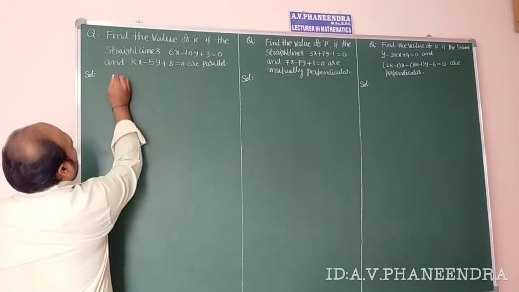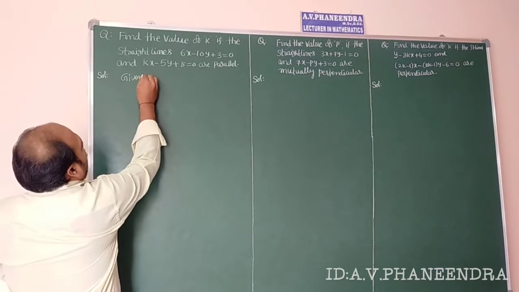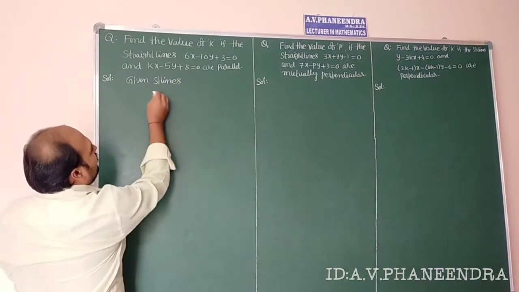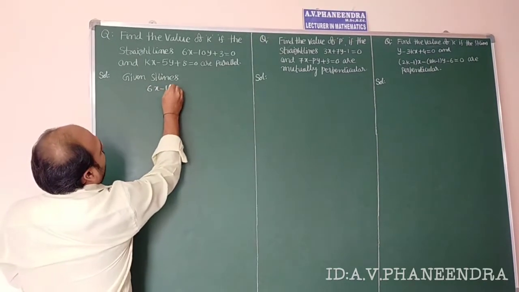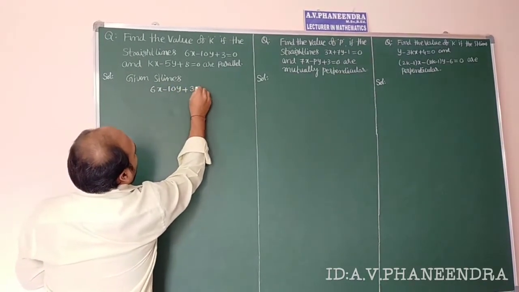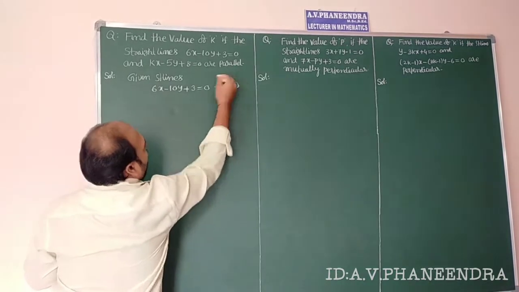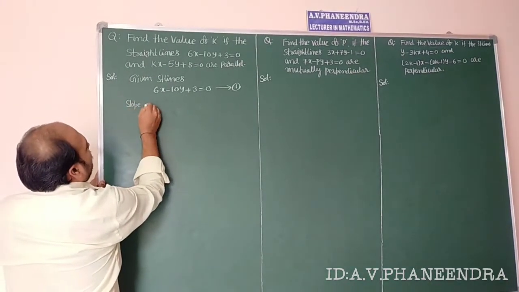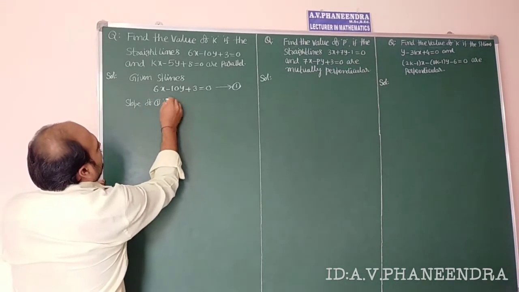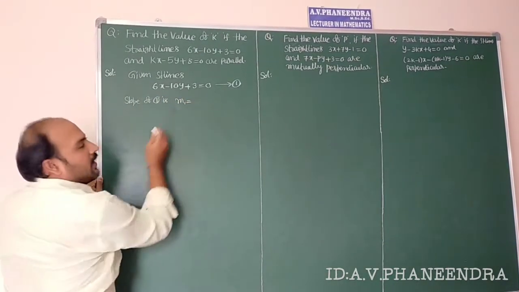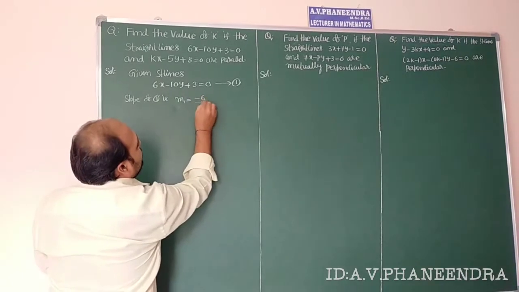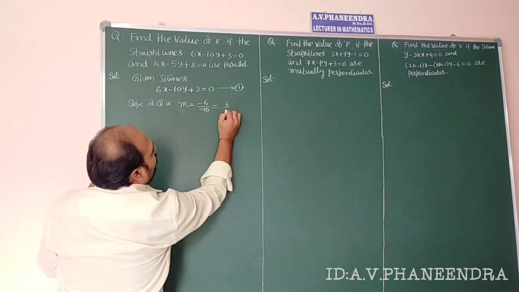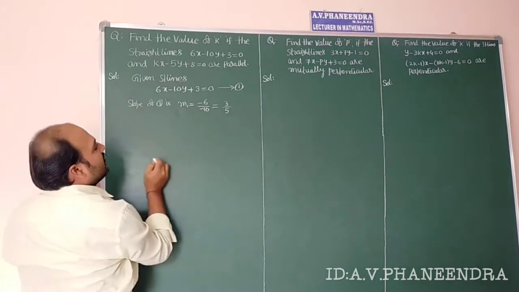First write the steps. Given straight lines. First line 6x minus 10y plus 3 equal to 0. Keep that equation number 1 and write immediately the slope of the line also. Slope of equation 1 is m1 is equal to minus x coefficient by y coefficient. Minus 6 by minus 10, dividing by minus 2, it becomes 3 by 5. So m1 value is equal to 3 by 5.